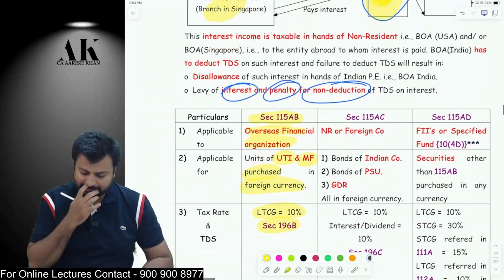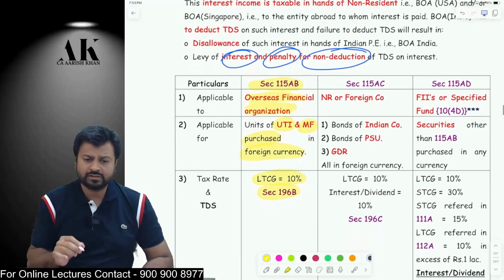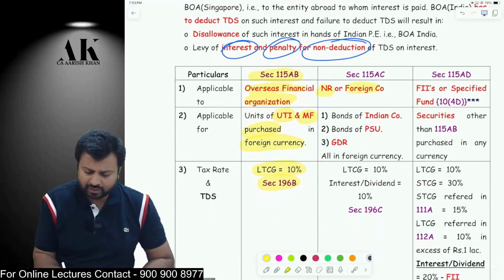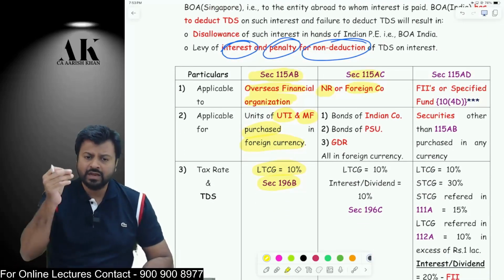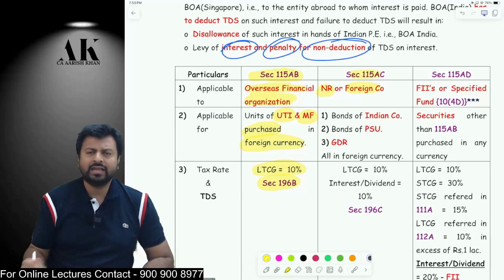ROI has to be filed by the assessee. Now, coming to the second section, which is very, very important. Non-resident and foreign company is there under 115AC. Who is the lender? What are they lending? To whom are they lending?